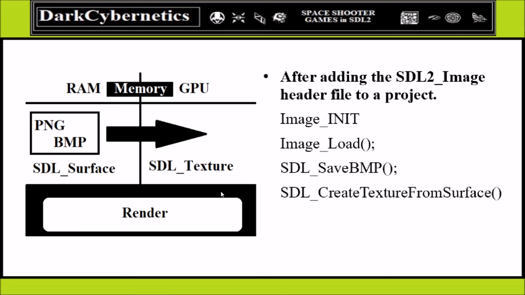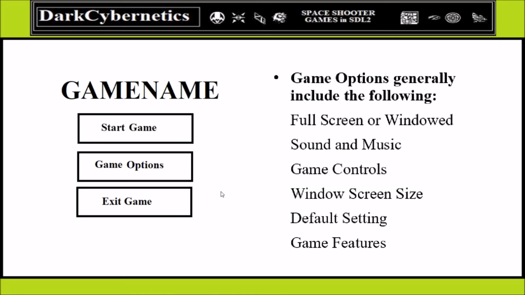Well, after we add the SDL2 header to our project, we convert memory from RAM to the GPU. So we have to use the image, and we just find the type of image and we load it. If it's a PNG, it'll change from save BMP to PNG, and we create a texture from the surface, right?